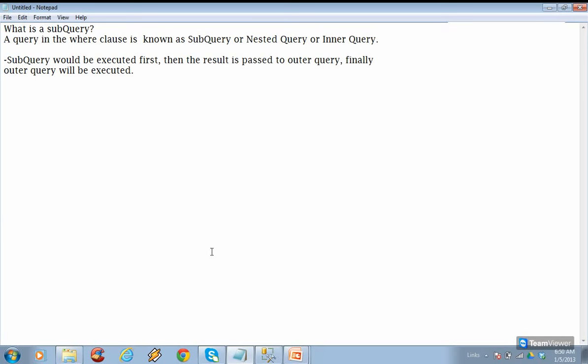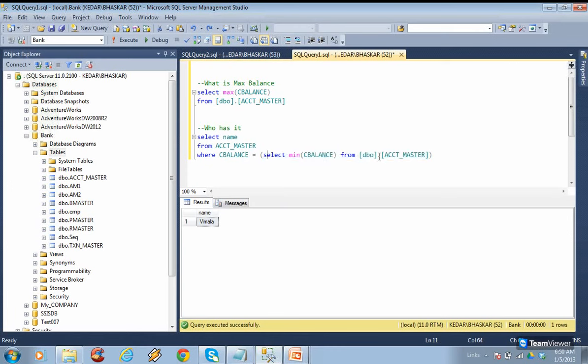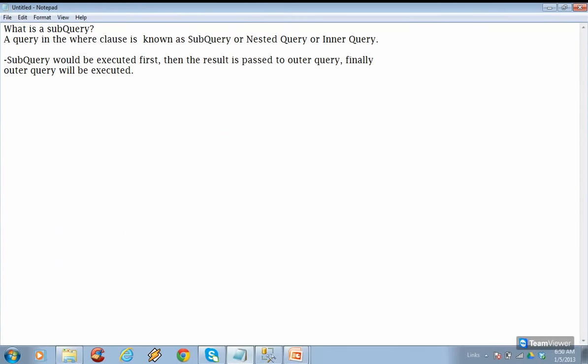For example, let me take this. So this is one subquery and this may have another subquery, okay? A subquery can have another subquery, and that subquery can have another subquery, like that. We can have a maximum number of levels of nesting allowed in the subquery.